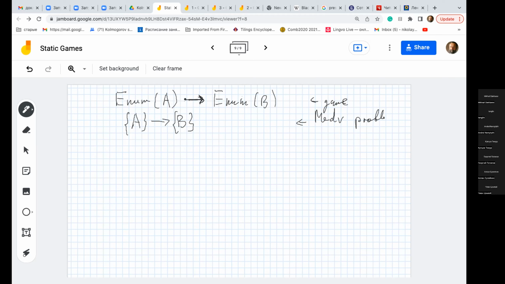Okay. So in the top line we have a game, and here we have a Medvedev problem. First, we need to understand that for any particular A and B, this is winnable in a computable way if and only if this has a computable element. In a sense, they are equivalent. Existence of a computable strategy to win this game is equivalent to existence of a computable element for this one.